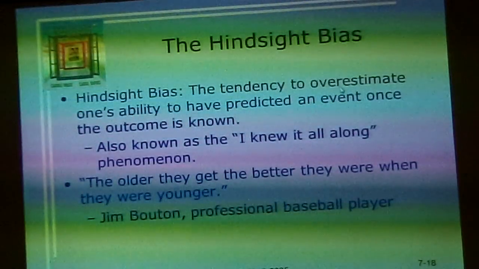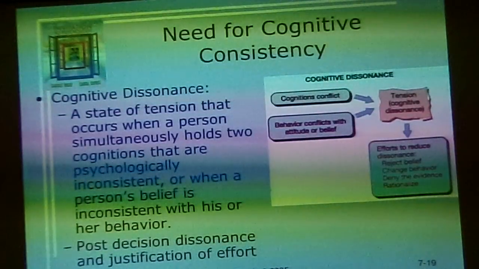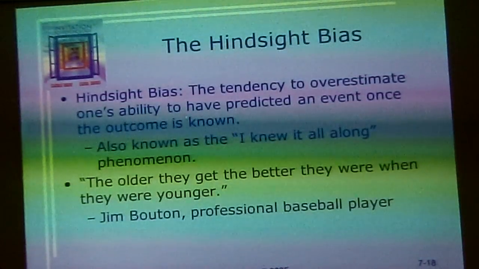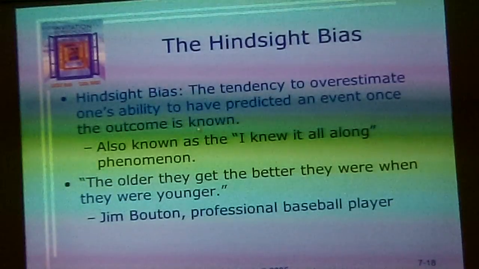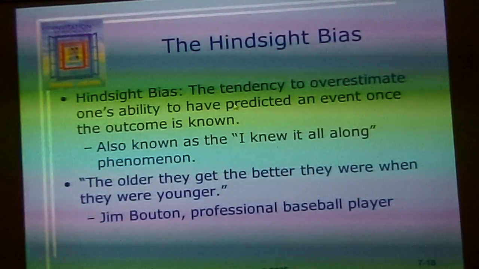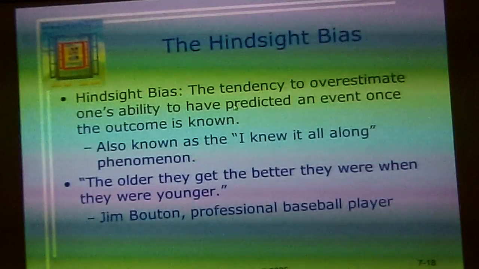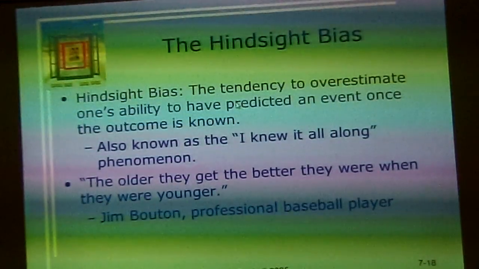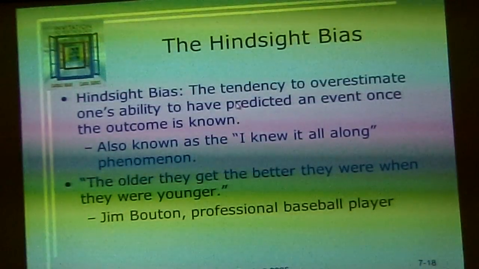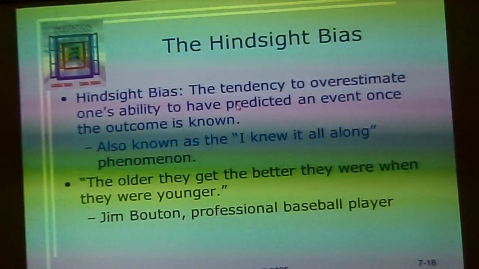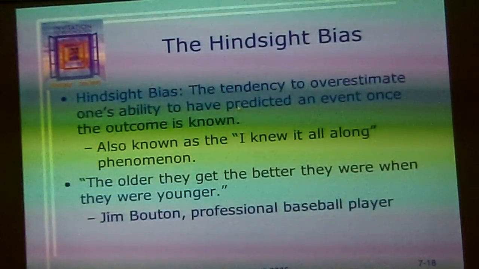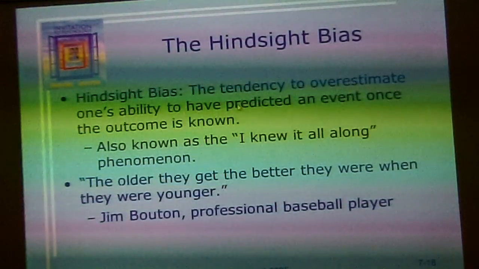Hindsight bias. The tendency to overestimate one's ability to have predicted an event once the outcome is known. We call that hindsight bias. Something happens and you say, I knew that was going to happen. I knew I should have put true there or something like that. You know, I knew the Lakers were going to win last night. You didn't really know. That's hindsight bias.